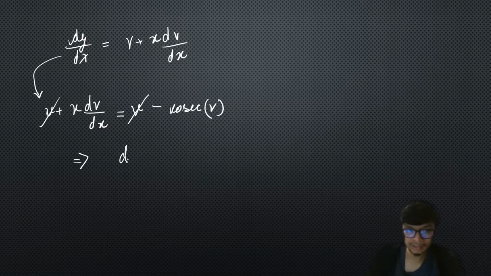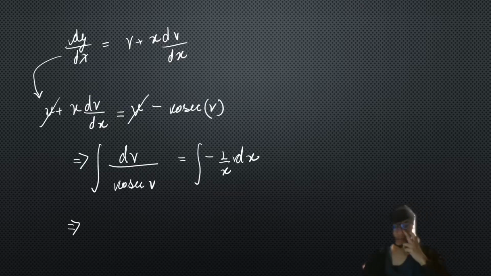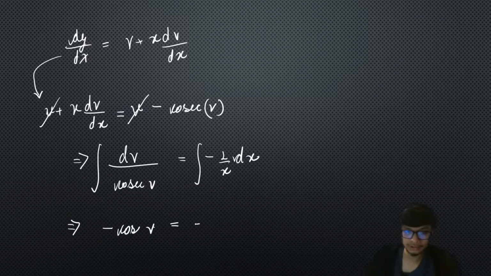So from here you can see that it is variable separable as dv upon cosec v is equal to minus dx, right? So as simple as that. Also don't forget there is one more x over here, so it is 1 upon x. Now from here you have to integrate on both sides, and you will get the required solution for the differential equation. So 1 upon cosec v is basically equal to sin v, and integration of sin v is minus cos v. Minus cos v is equal to minus natural log of mod x plus some constant c.